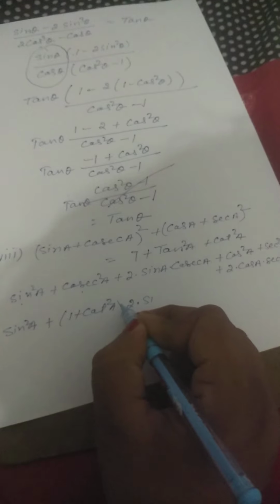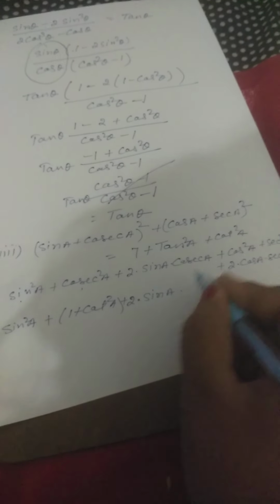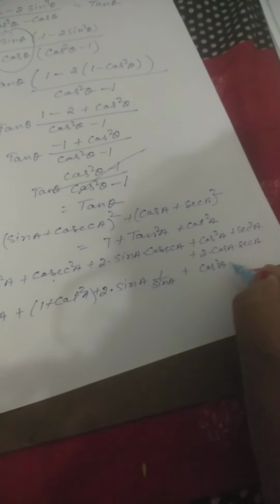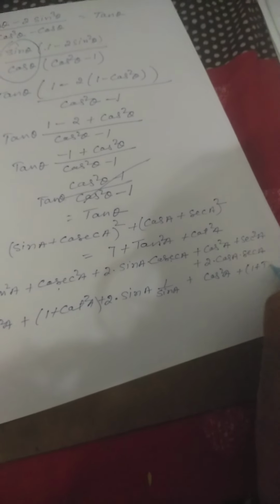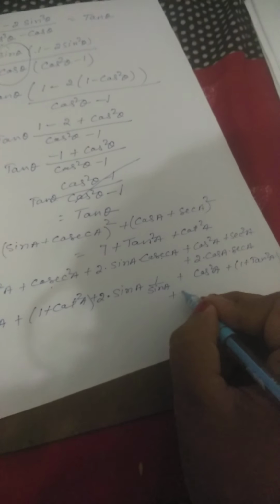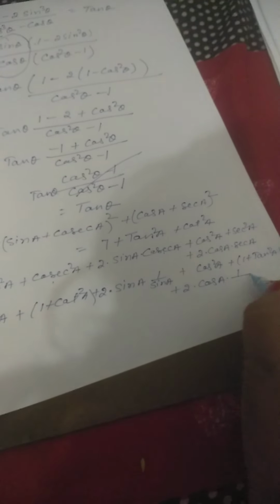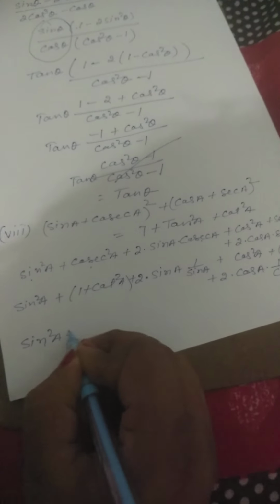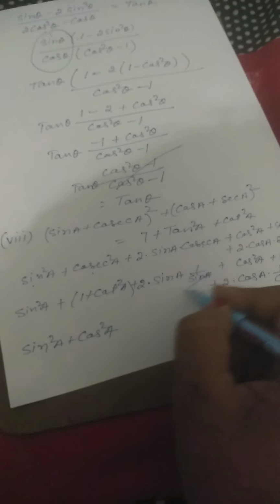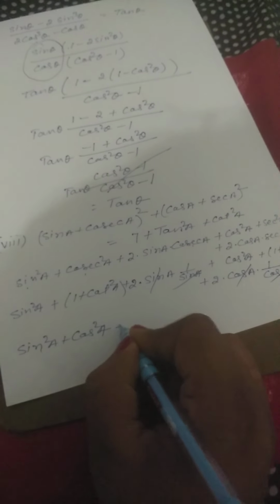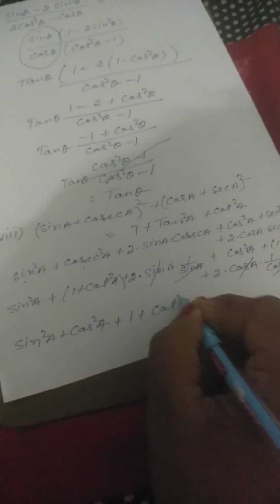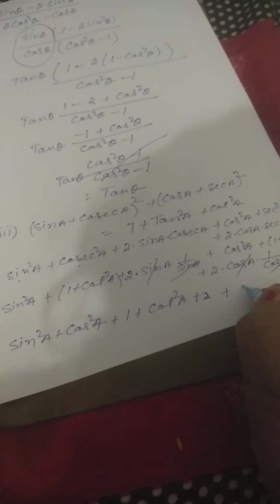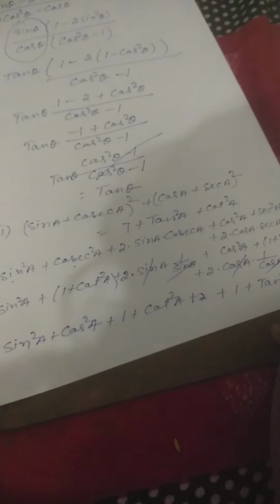2 sin A times cosec A, cosec is the reciprocal of sin A. Cos square A. At the place of sec square A you can write 1 plus tan square A. 2 cos A sec A, at the place of sec you can write 1 upon cos A. Sin square A plus cos square A. Separate both, and 1 plus cot square A plus 2, plus 1 plus tan square A plus 2.